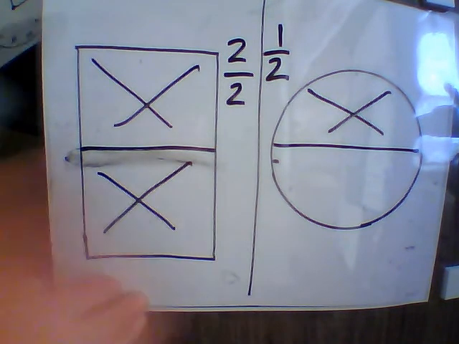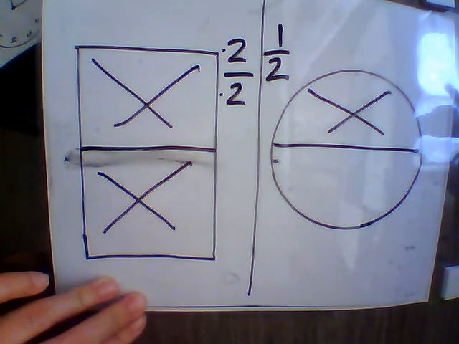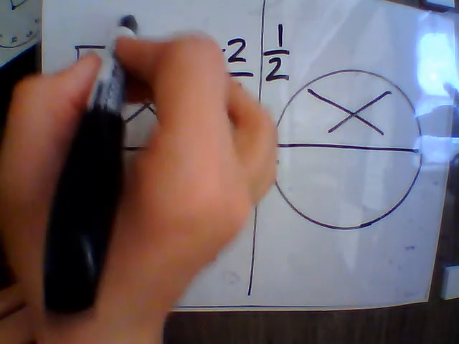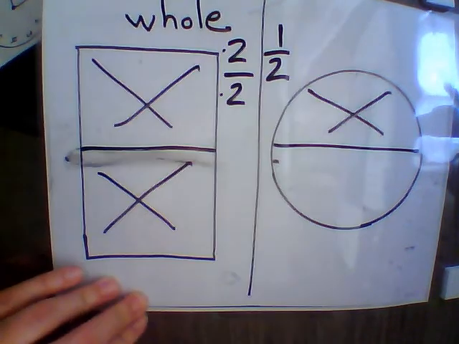And if you might remember from one of the other videos, what does it mean when the number above and the number below are the same? That is the whole. So we colored in the whole rectangle, the whole thing.